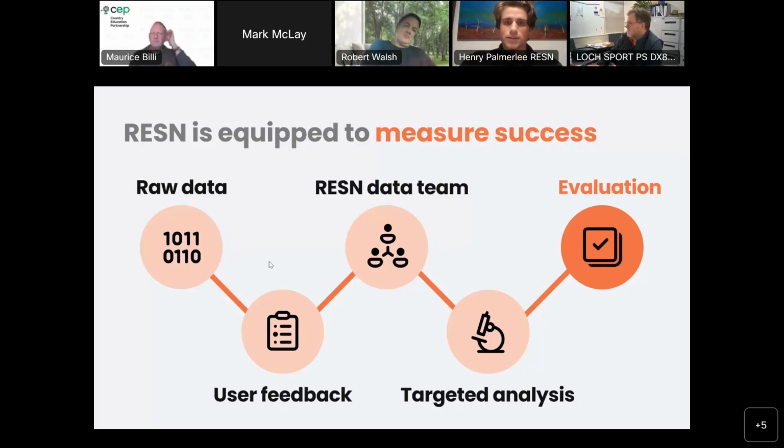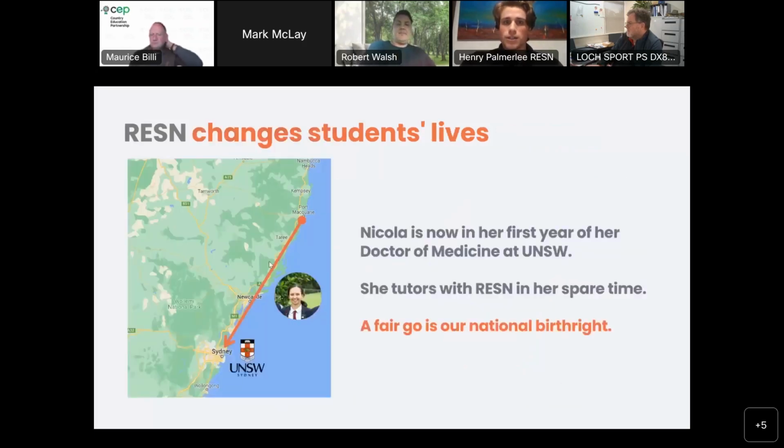And finally, and most importantly, RESN is really tangibly changing kids' lives. This is why we do it. You remember Nicola, who I mentioned at the start of this presentation, who wasn't sure that she was even going to get into uni. Nicola, with RESN's help through year 11 and 12, went from the bottom of her class all the way to the top, and from Port Macquarie to Sydney. She's now studying a Doctor of Medicine at UNSW, and she tutors with RESN in her free time because she believes so strongly in the value of what we've done.